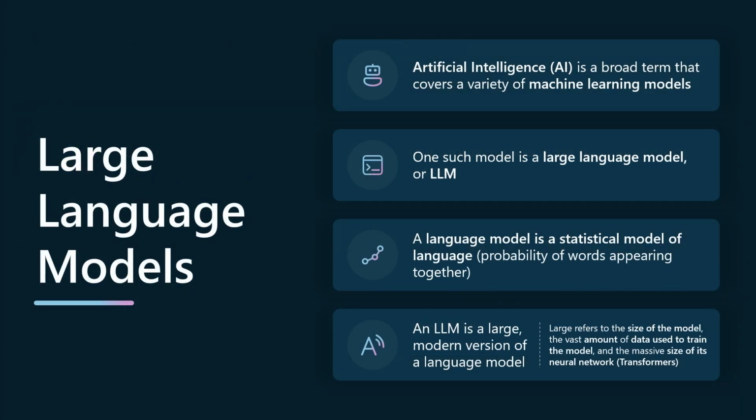So, what is a large language model? Well, it's a form of artificial intelligence, in this case what is typically referred to as generative AI, because it can generate, it can create things based on prompts or commands that you give it. Large language models refer to three things: the amount of data that's used to train the model, the size of the model itself, and the size of its neural networks, or what are sometimes called transformers.